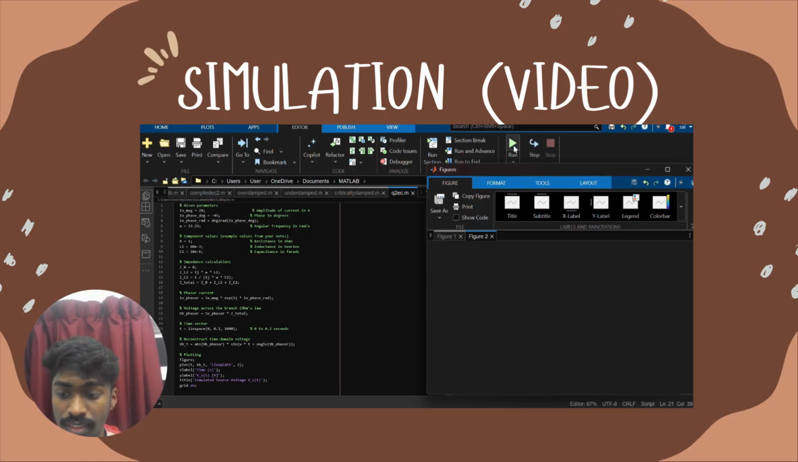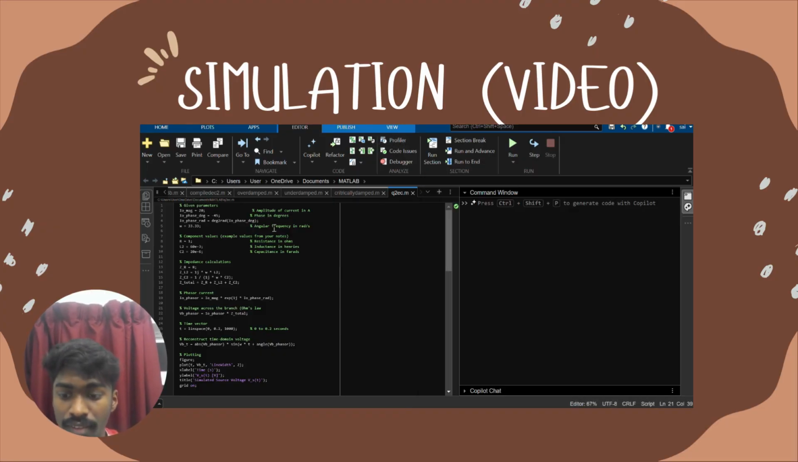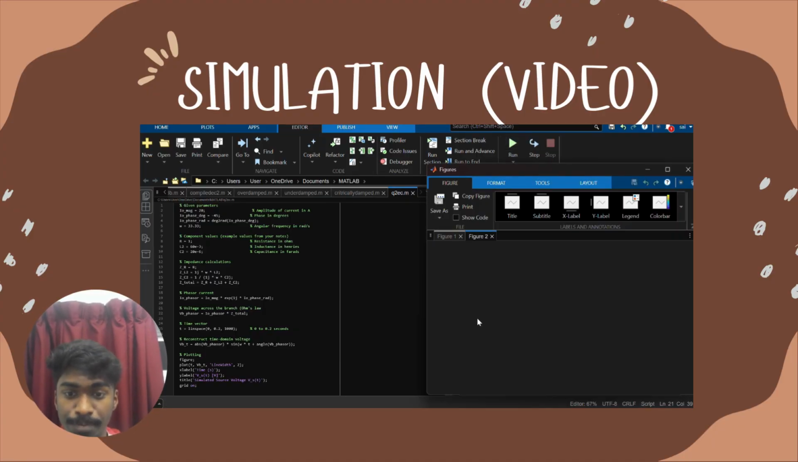Second, for the phasor domain, instead of using the differential equation, we convert the system into the frequency domain. We can see in lines 18 to 20 that we converted the source current into the complex phasor.